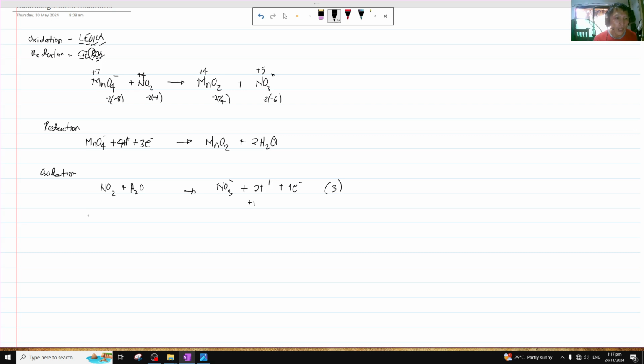So basically the last one would be 3NO2, and then you would have 3H2O, then you would have 3NO3 negative, and then you would have 6H plus, and then you would have 3 electrons. So basically, again, you have to balance this in acid as if, and then you will put the OH on both sides. But anyway, we balance it first.